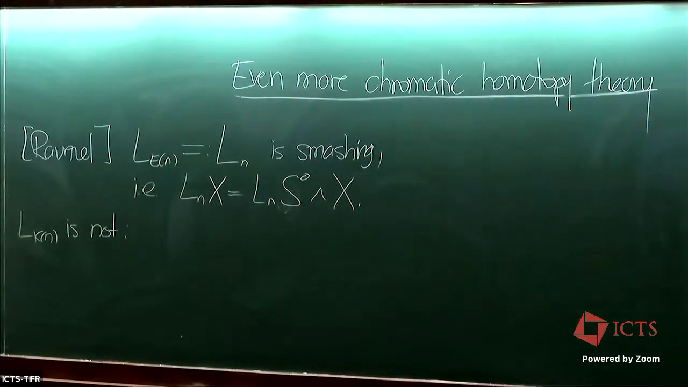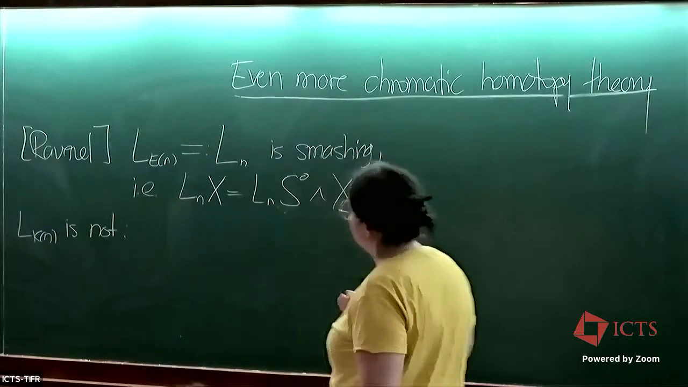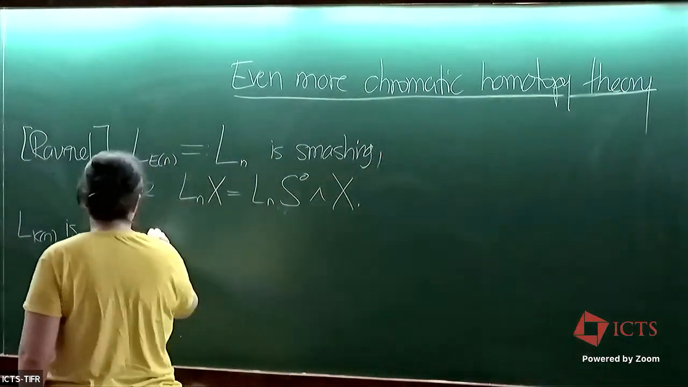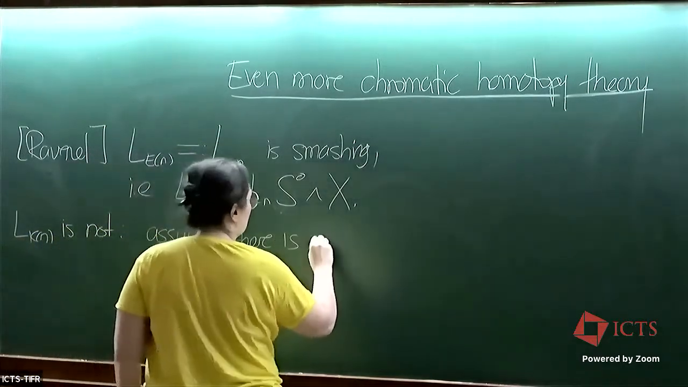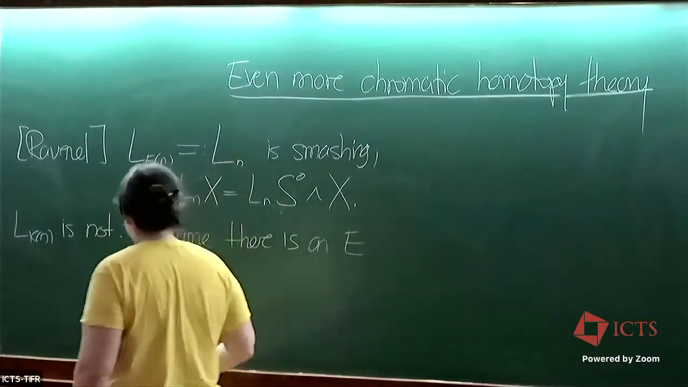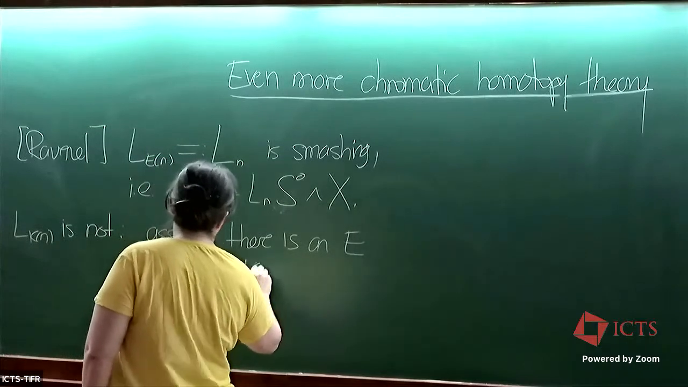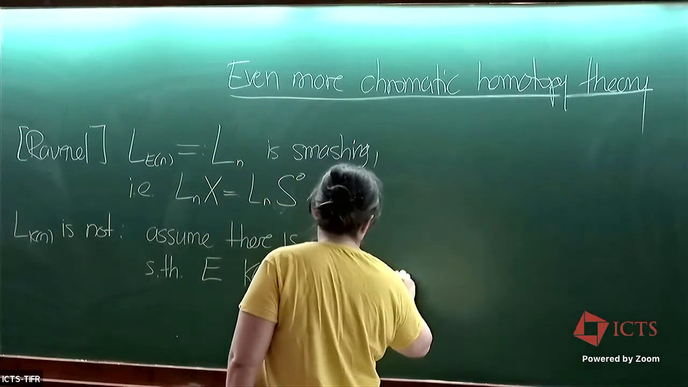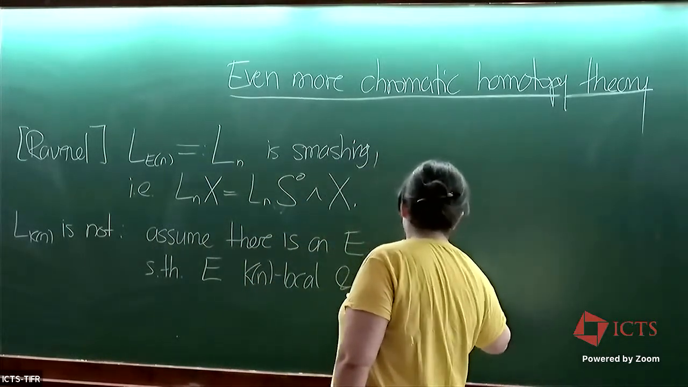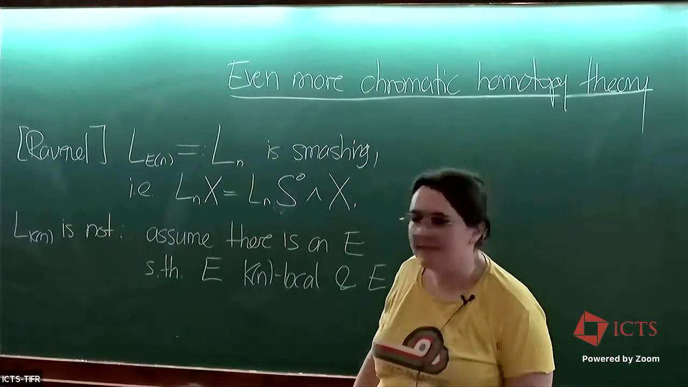So while this one, as I said, occupies several chapters of Ravenel's orange book, this one, if you believe me that the following exists, is not so hard. So assume that there is a spectrum E with the following properties. E should be Kn local, but not rationally trivial. Let's just assume that such a thing existed.